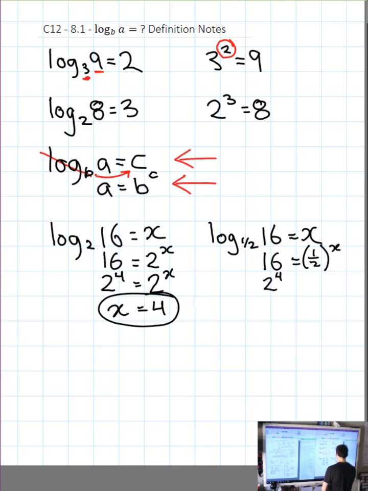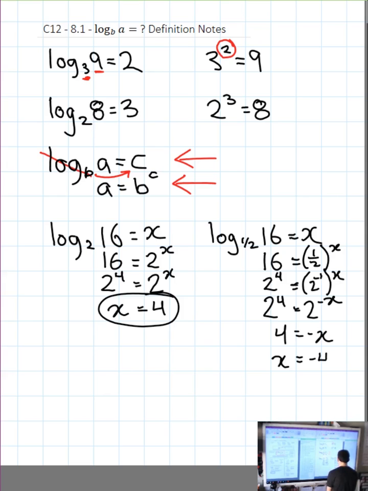16 is 2 to the 4. 1/2 is 2 to the negative 1. On the right-hand side, we can multiply the exponents together. And then I have the same base, so I can make the exponents equal to each other. Now, if I divide by negative 1, x is equal to negative 4. And again, always feel free to check with your graphing calculator.